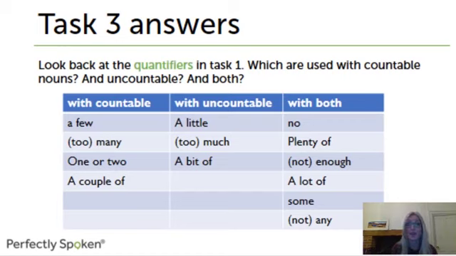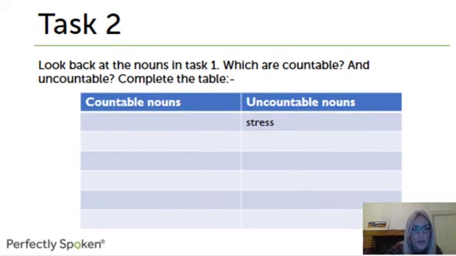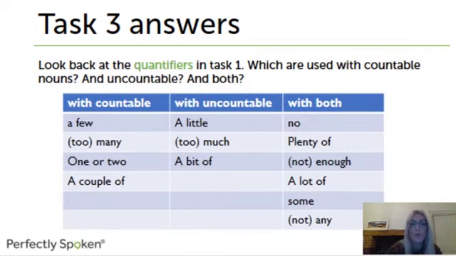Okay, 1 or 2. What did we use 1 or 2 for? Let's go and look at 1 or 2. Okay, here we go. 1 or 2 hours outside on a sunny day. And a couple of good books and films to enjoy. So they're the ones we can only use with countable nouns.